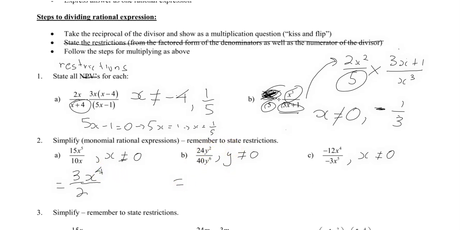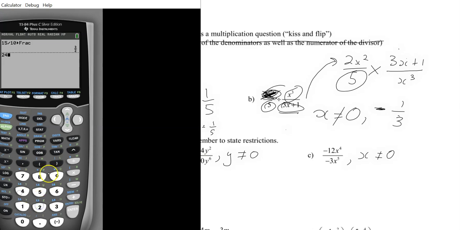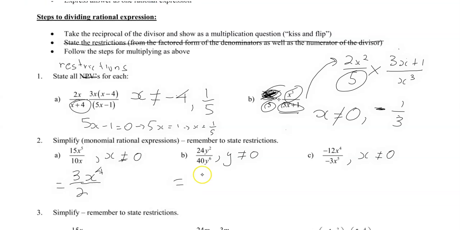This one here, 24 over 40. Same deal. Let's go 24 divided by 40. Math, change it to a fraction. Math, enter, enter, changes to a fraction. We get 3 over 5. So 3 over 5. y to the 6th is bigger, so our y ends up down here. How much bigger? 4. 6 minus 2 is 4.